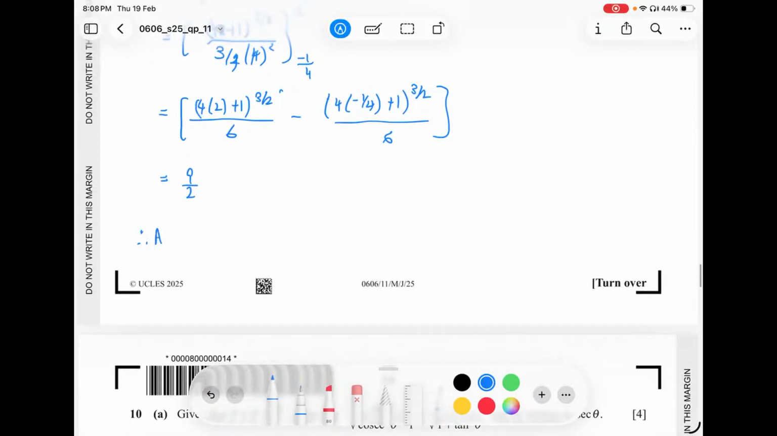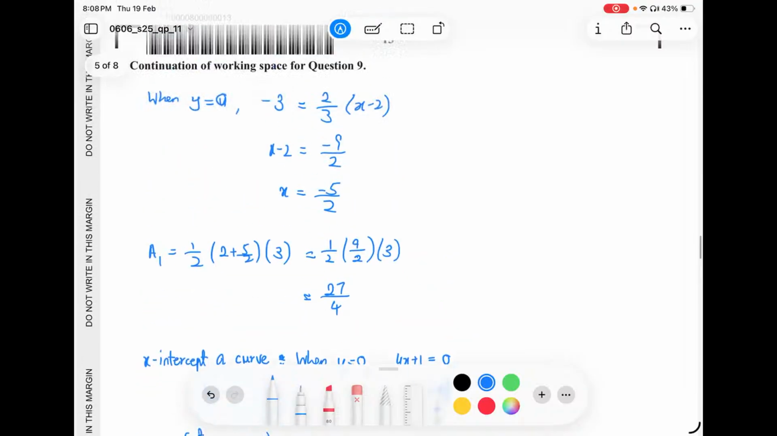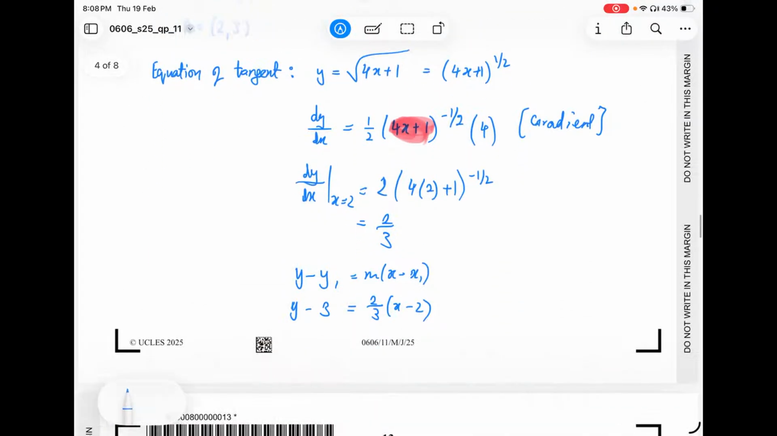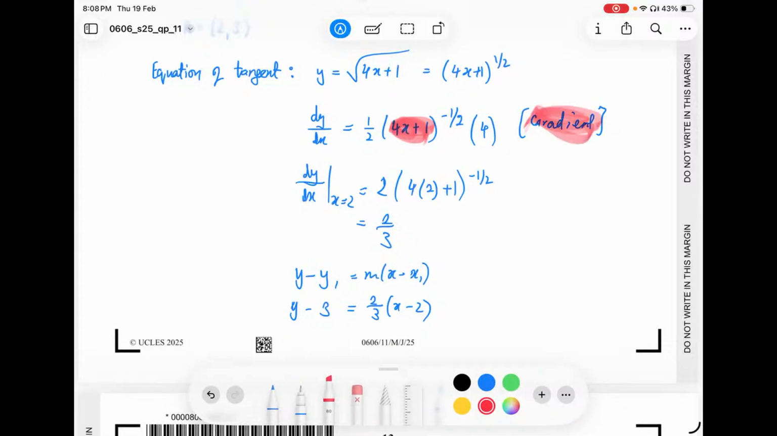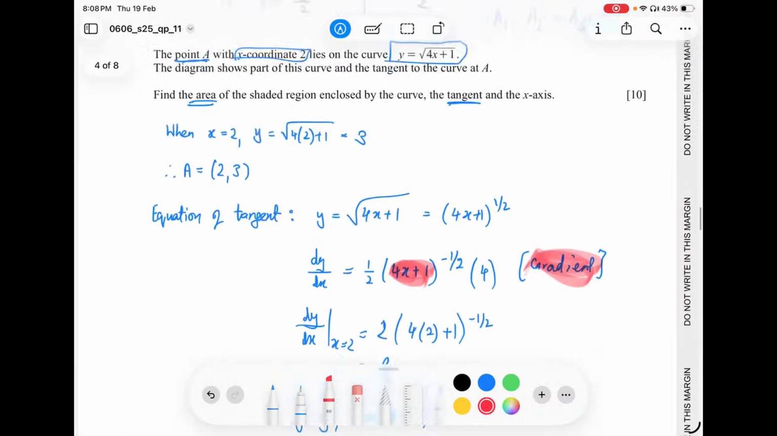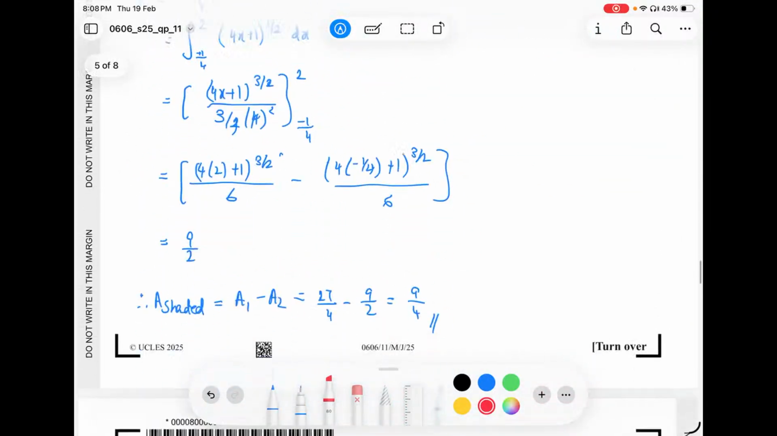So therefore, as we told, the area shaded is going to be A1 minus A2, which is 27 over 4 minus 9 over 2, which gives me 9 over 4. So that's your final answer. I hope you understood. Just a quick catch over here that this represented the gradient, which I misinterpreted. Sorry for that. You just need to know which one you are finding in each stage, and then just follow through the steps.